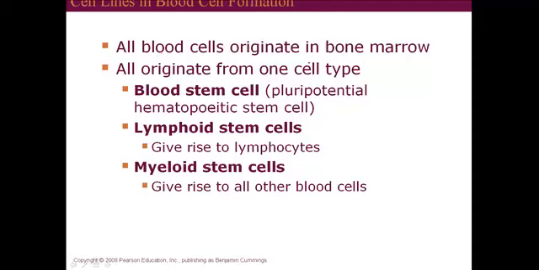So all blood cells originate in bone marrow. All originate from one cell type, a blood stem cell, which is pluripotent. That means it can develop into many different cell types. Pluri means many, potential means may become. We have lymphoid stem cells, which will give rise to lymphocytes, and myeloid stem cells give rise to all the other blood cells.